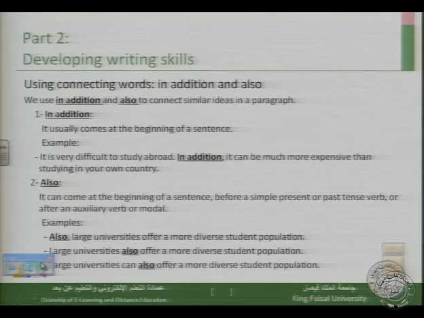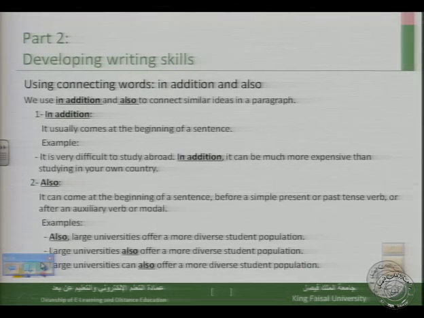Also, number 2, the connecting word also. It can come at the beginning of a sentence, before a simple present or past tense verb, or after an auxiliary verb or modal. So here we are going to see 3 examples. The first example we will see also coming at the beginning of a sentence, the second example we will see also coming before a simple present or a past tense verb, and in the third example we will see also coming after an auxiliary verb or a modal.